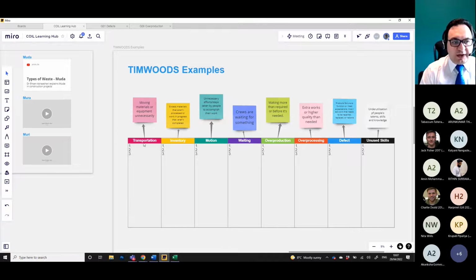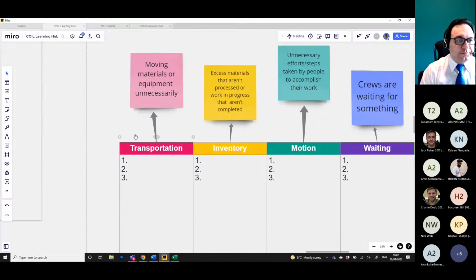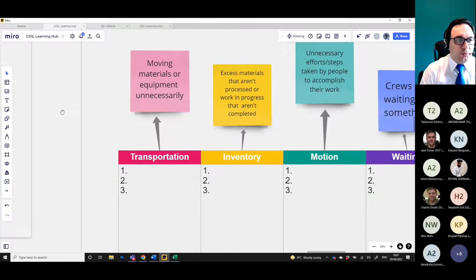So I briefly define each waste now. Again, you must have access to this board. I call it Learning Hub, so all the materials required are uploaded here. This is mainly useful for our Indian counterpart because they don't have access to the university site, but you can use it as well. Anyway, transportation.